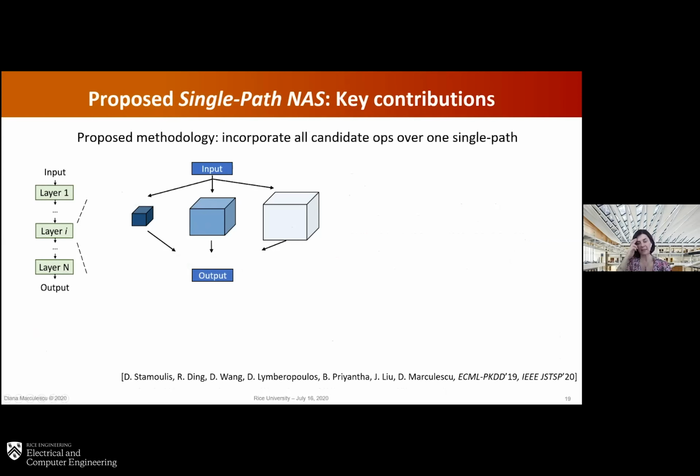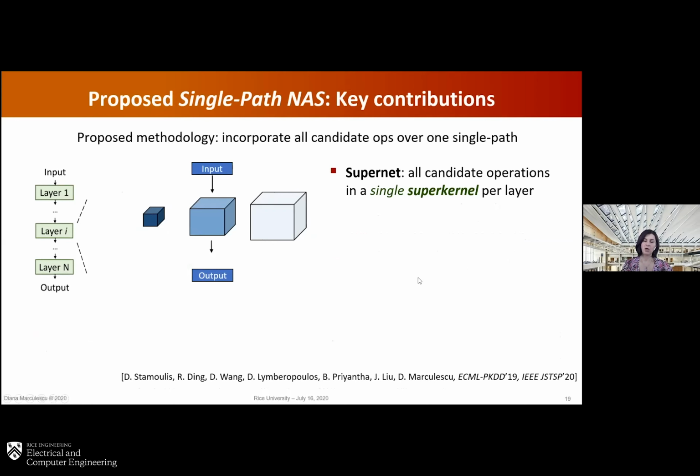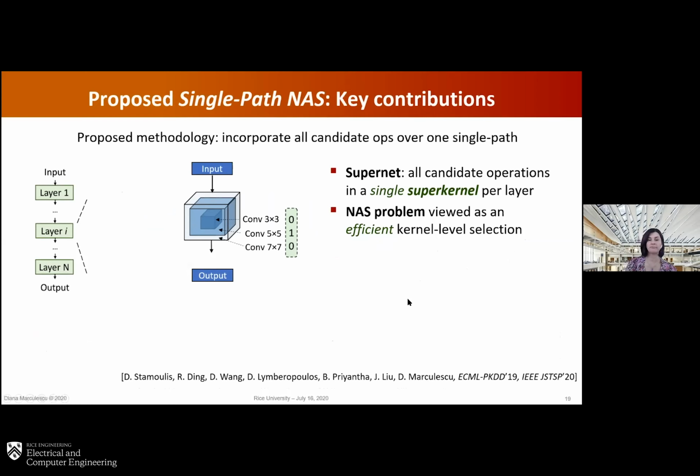Our approach decided to reduce the search space by allowing these selections to overlap in a single superkernel. So we assume that all these choices will have shared weights or shared parameters. In other words, the multipath selection problem becomes a selection of an inner or outer layer in this superkernel. So a 3x3 means I only select the inner one. A 5x5 means I select both the inner and the outer one. And then a 7x7 means I select all three: the inner one, the middle layer, and then the outer layer.